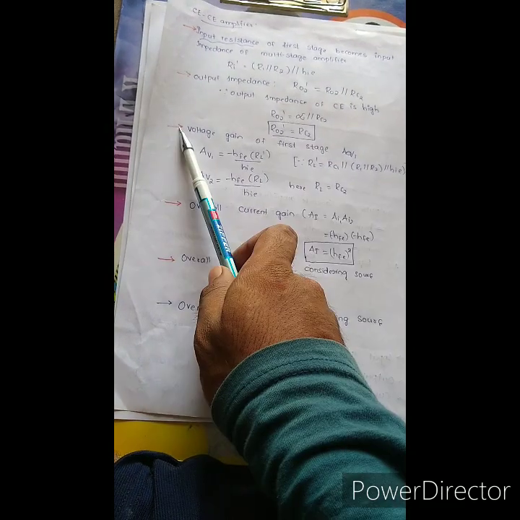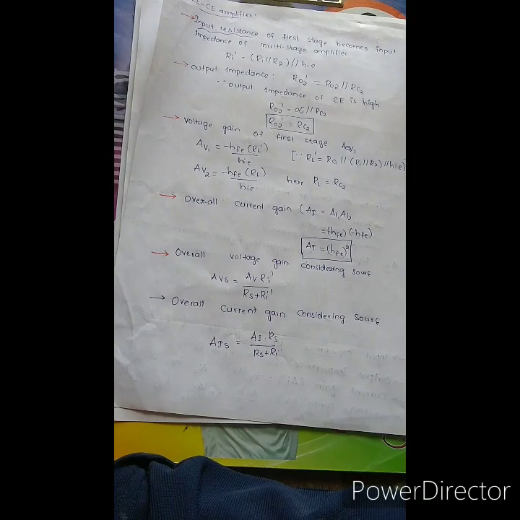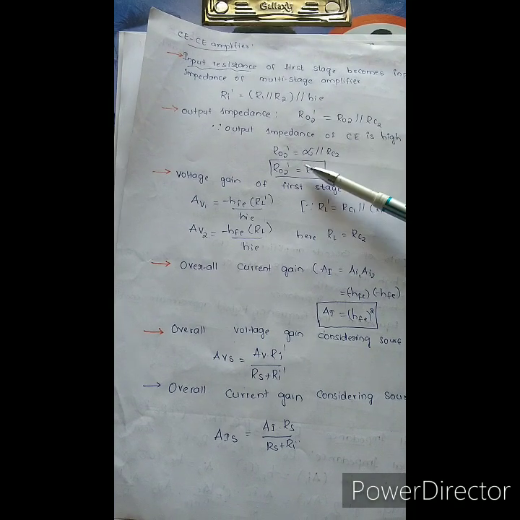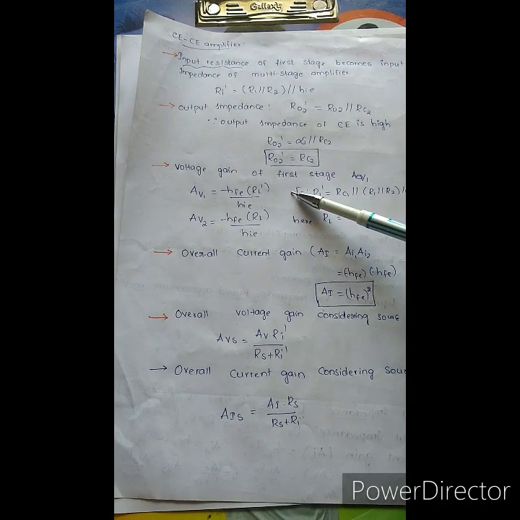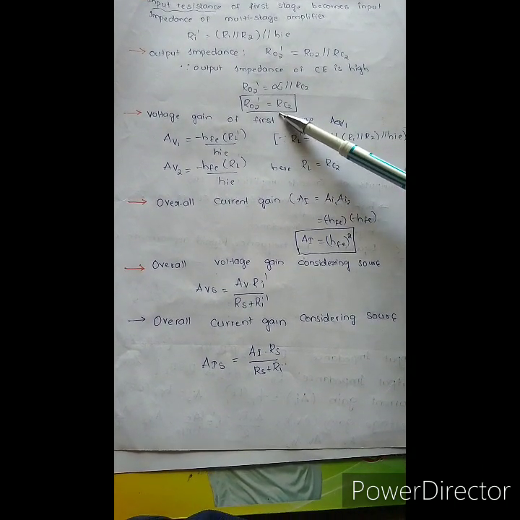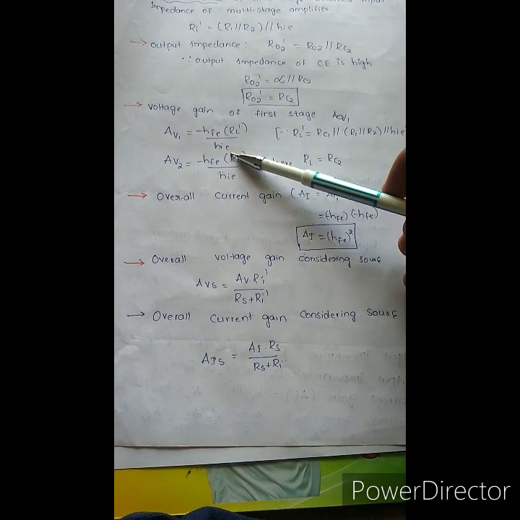Next, output impedance is taken here, friends, RO2. It has high output impedance, so we neglect it. So RO2 dash equals RO2 parallel RC2. Output impedance of CE is very high, RO2 equals infinity parallel to RC2. In the parallel we consider the least value, so RC2 is the output impedance.